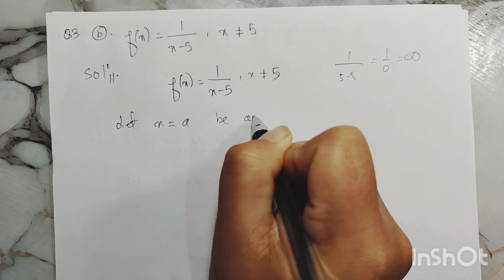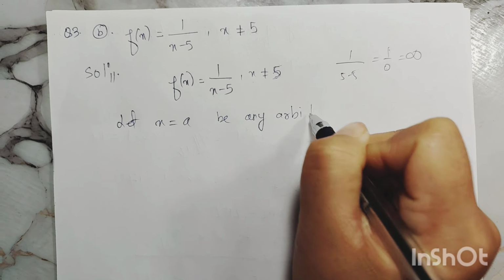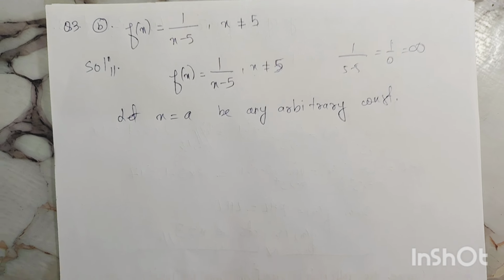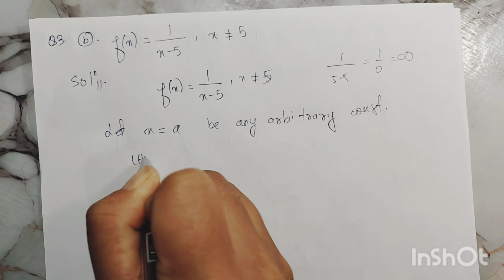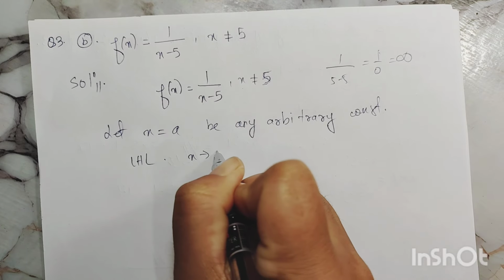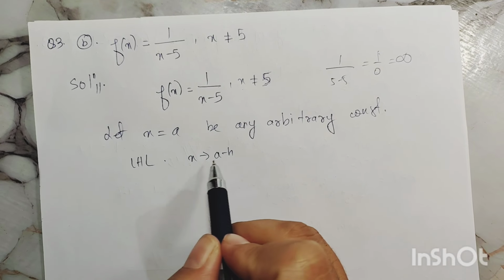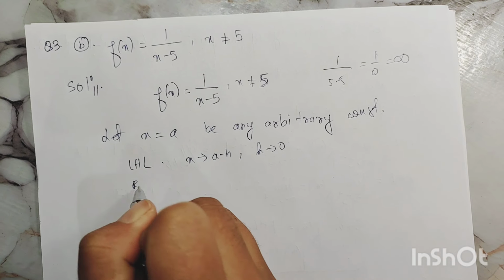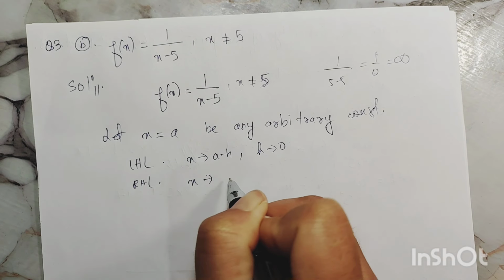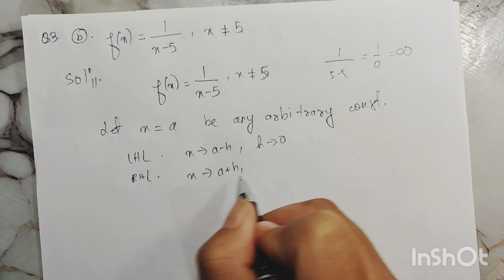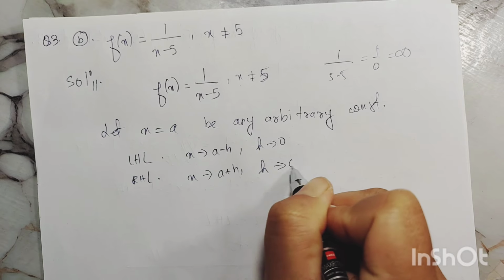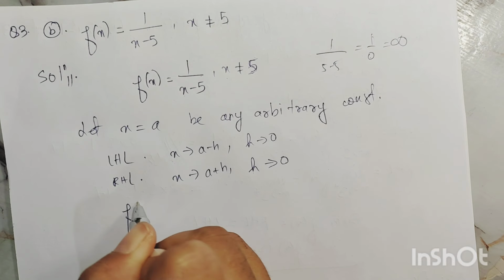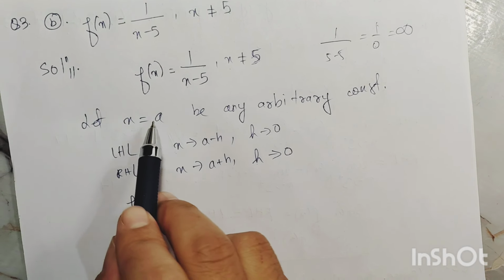Let x equals a, any arbitrary constant. For the left hand limit, x tends to a minus h, so the x value is a minus h, and the limit is as h tends to 0. For the right hand limit, x tends to a plus h, and the limit is as h tends to 0. For the function f of a, x equals a.